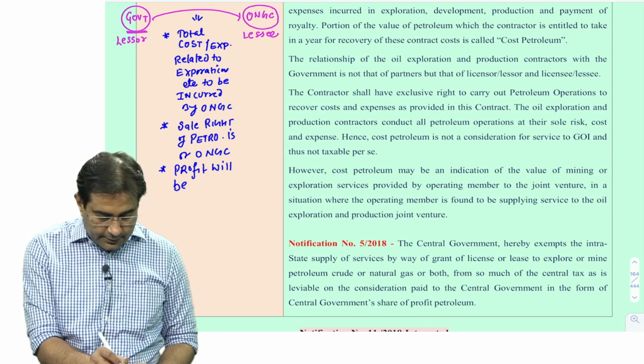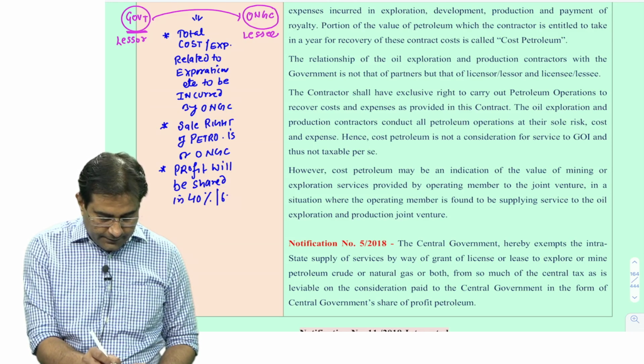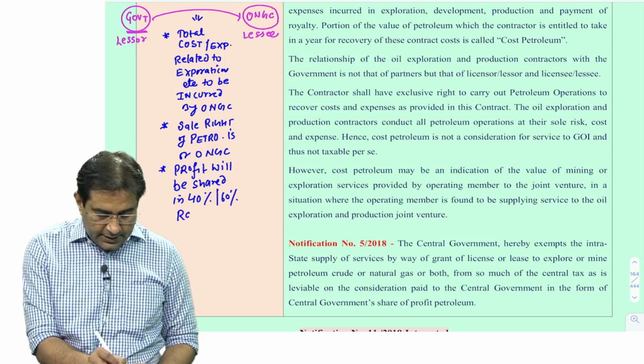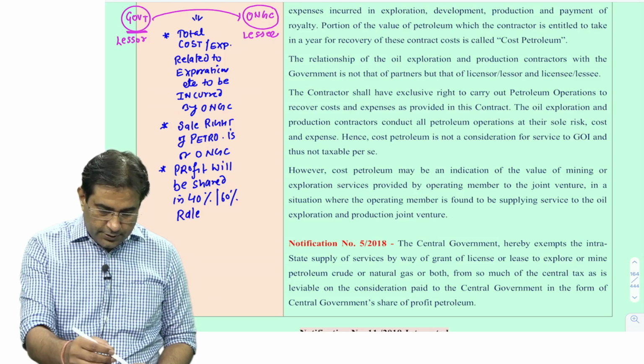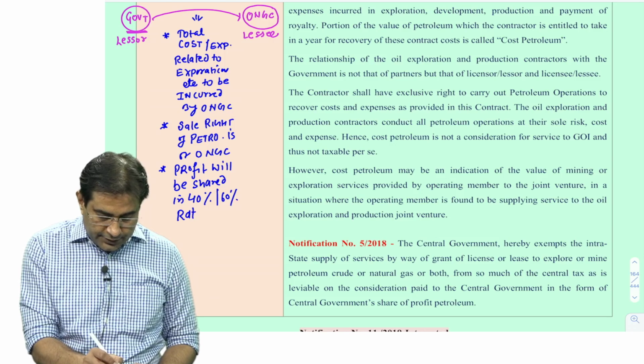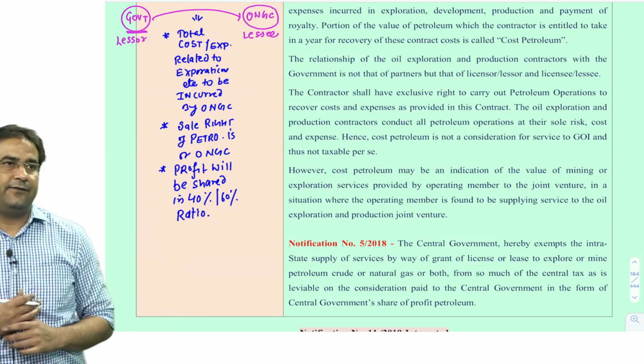will be shared in a 40-60 ratio, 40% to the government and 60% to ONGC, in the ratio of 60-40.